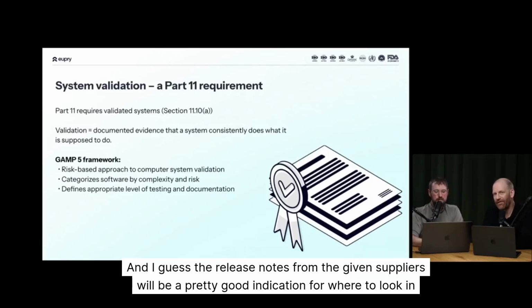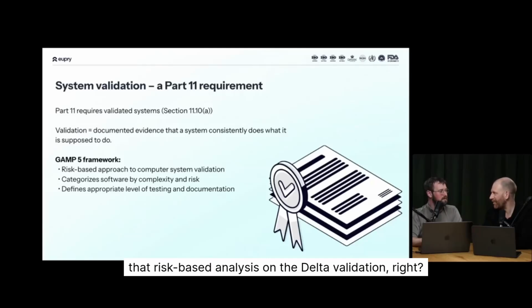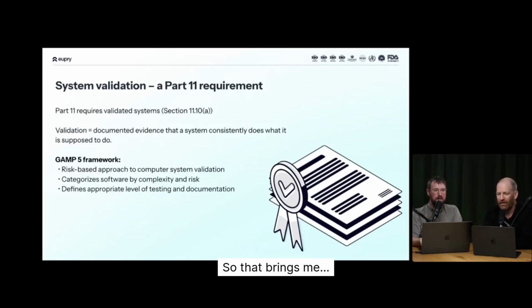And I guess the release notes from the given suppliers will be a pretty good indication for where to look in that risk-based analysis on the delta validation, right? Absolutely. So that brings me, sorry for the point here.